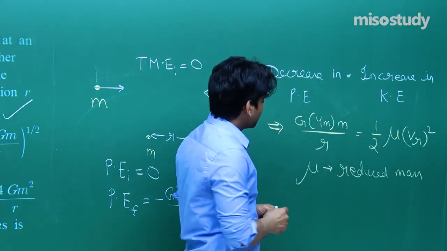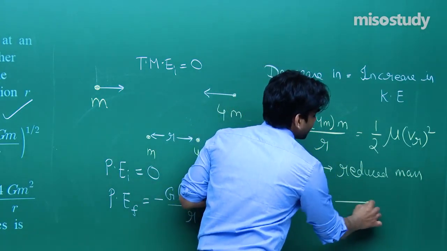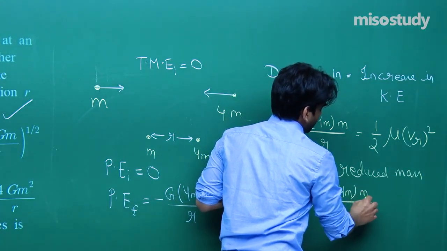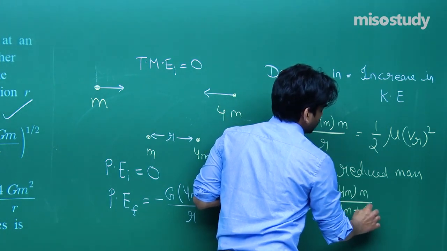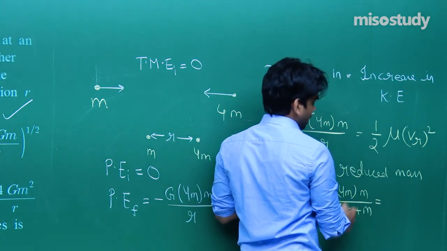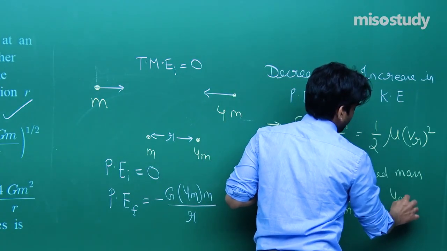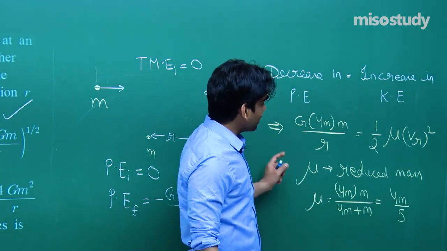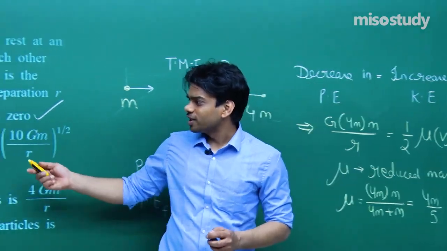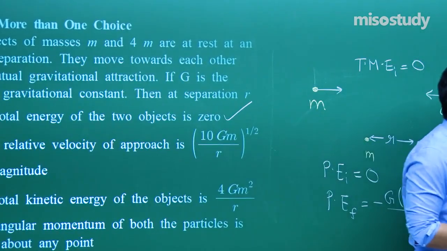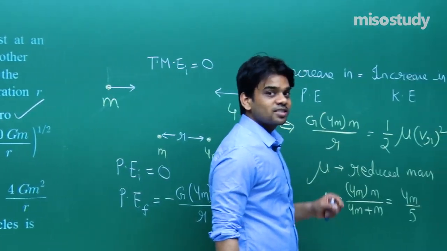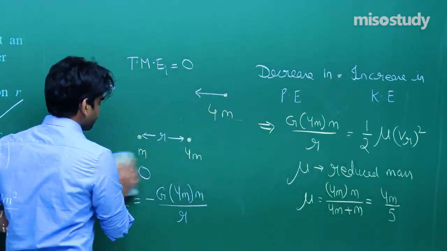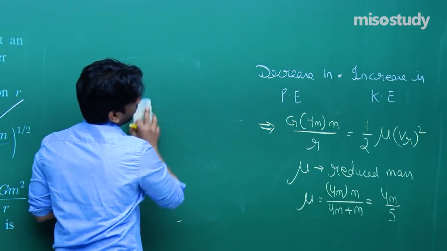Mu is the reduced mass. The value of mu is the product of masses divided by the sum of masses. It will be 4m into m divided by 4m plus m. You should know this formula. This will come out to be, m and m will be cancelled out, you will be getting 4m by 5. So we got this term. Now we need to find out with what velocity it is approaching. The relative velocity of approach is this much. Here, you substitute mu in this way. Let's try to find out the value of Vr. If we substitute, let me do the remaining part here.